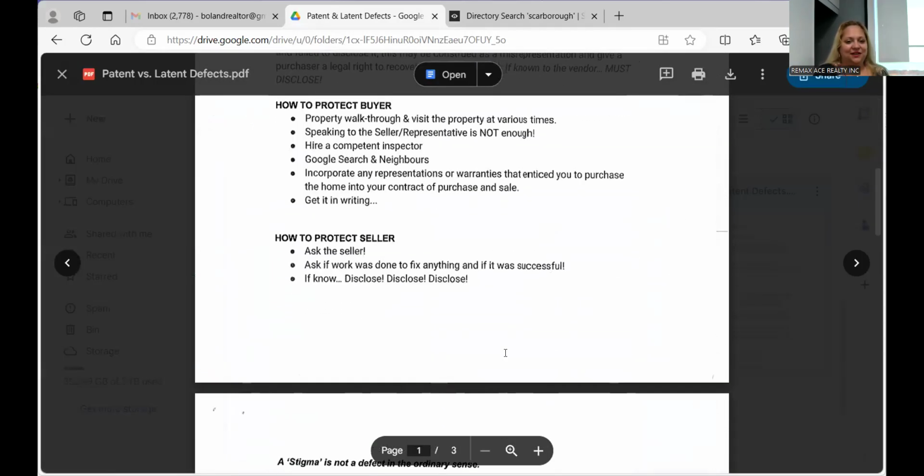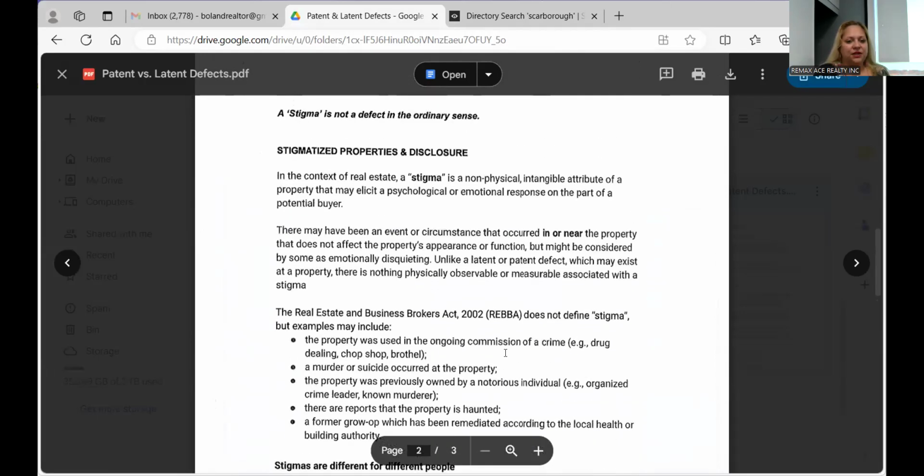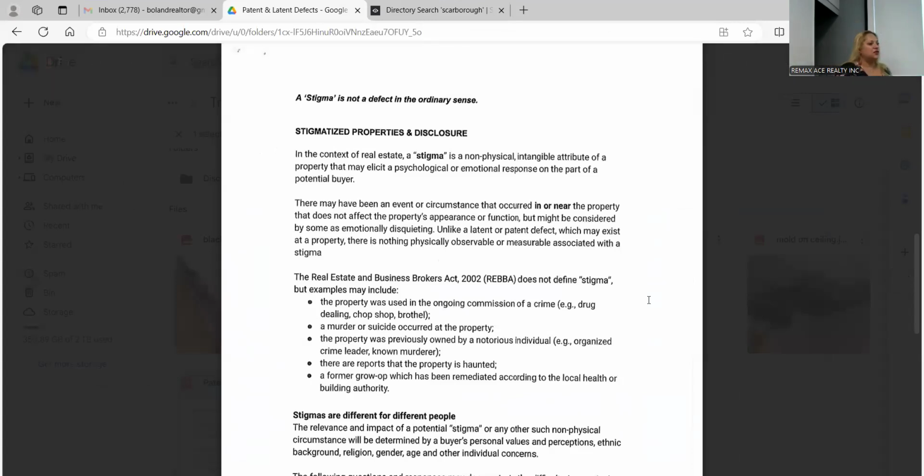And come back to here. So there may have been an event or circumstance that occurred in or near the property. It doesn't necessarily have to be just the property that you're selling or buying. It can be in or near the property that does not affect the property's appearance or function, right? But might be considered by some emotionally disquieting. Unlike a latent or patent defect, which may exist at a property, there's nothing physically observable, right? So it's difficult to find. You have to do a little digging, a little research. It's not something that your home inspector is going to figure out, or that the listing agent or even the person selling it might know.